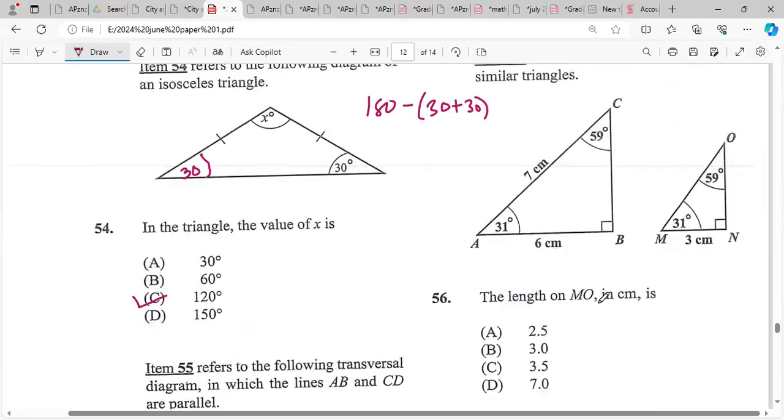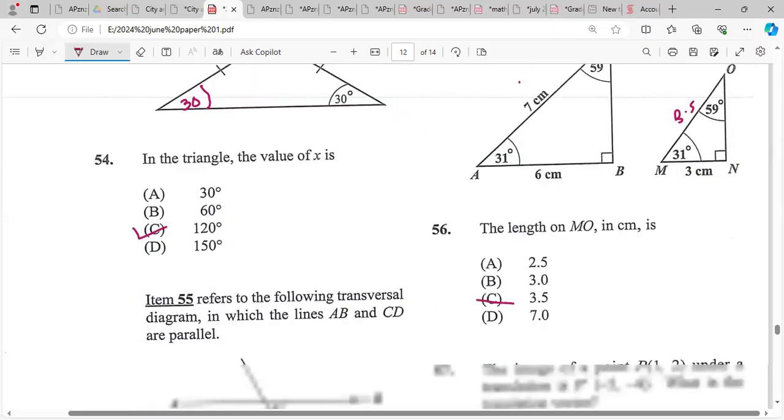The length MO in centimeters is MO. Alright, so we can see that they are similar triangles. This is 3. So we just divide this by 2. So that will be 3.5. So for this one, MO is 3.5. Let's move on to 57.